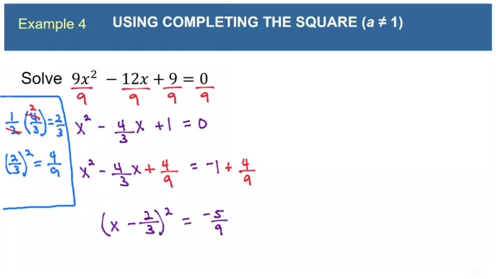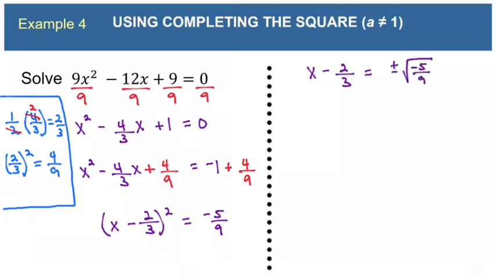Now let's apply our square root property. The square root property says unsquare the left side and apply plus or minus the square root to the right side. So we have x minus 2/3 equals plus or minus the square root of -5/9. Now, if you remember your radical rules, you know that since we have a perfect square in the denominator, it would be in our best interest to split this top and bottom up into two separate radicals.